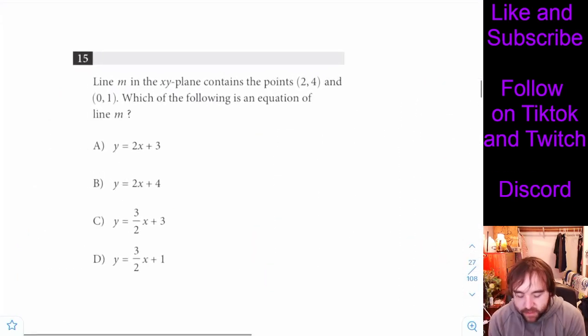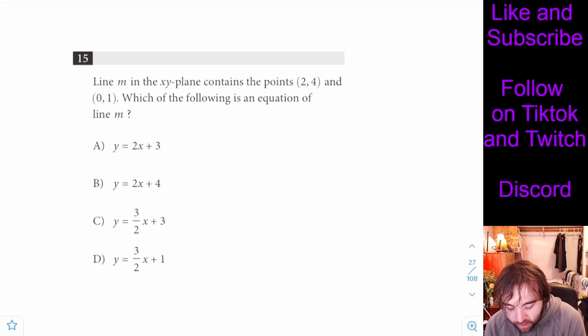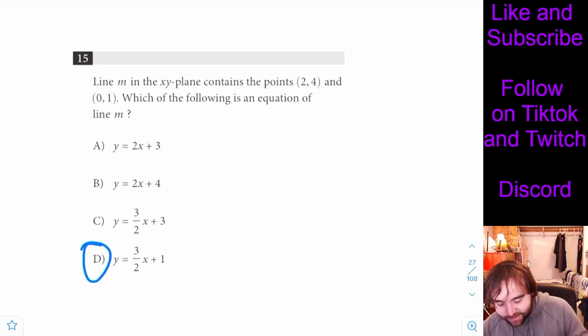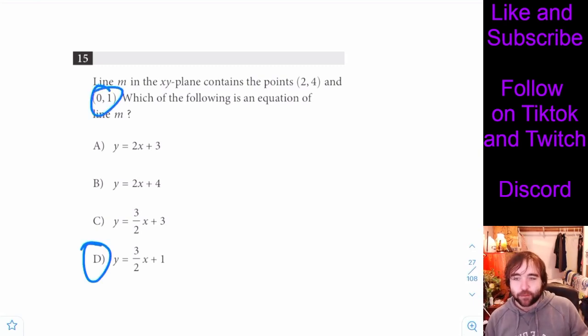The line M contains the points 2, 4 and 0, 1. Which of the following is an equation of M? So we could write it out, use point slope form, except actually, we have 0, 1. That's the y-intercept. So that's really just going to give us the answer here, isn't it? It's just going to be D, because 0, 1 is a y-intercept, so slope-intercept form. That's the only one that has a y-intercept of 1.